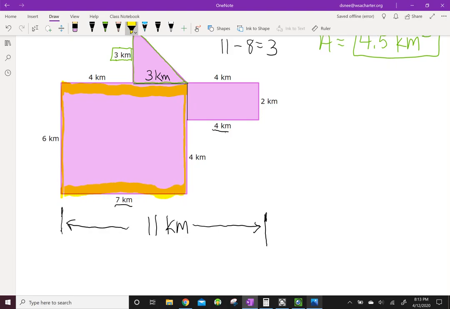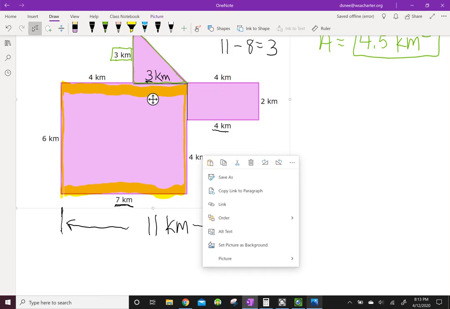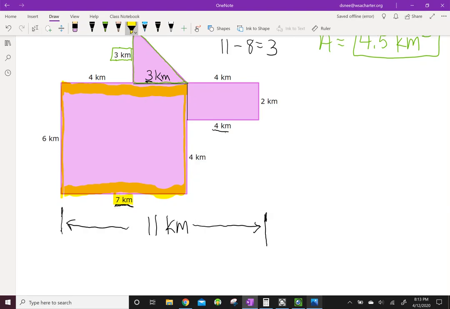And as I look at this, I see there are other ways that I could have found this 3 up here, right? I know that this is 7 at the bottom, and 7 minus 4 equals 3, okay? But right now, we're looking at this yellow rectangle, and I know it's got a length and a width of 7 and 6, right? So W equals 6, and L equals 7. And so 7 times 6 equals 42 kilometers squared.